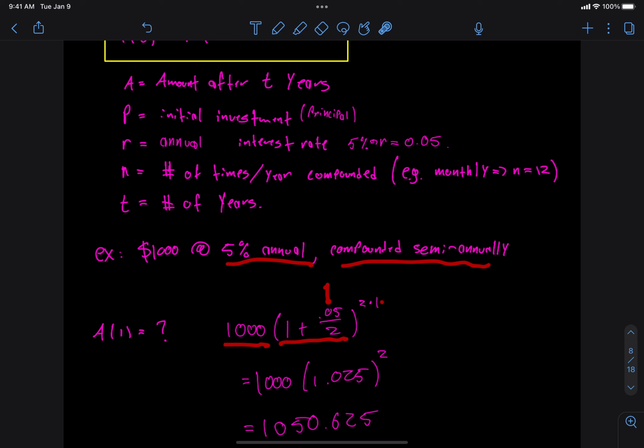So this 0.05 here is the interest rate, this 2 here is the number of times compounded annually; semi-annually means twice per year. So this 2 is the same number, and then we multiply by the number of years which we invest for. So if we invest for 1 year, then we put a 1 here. If we invest for 2 years, we put a 2 here. If we invest for 10 years, we put a 10 here.